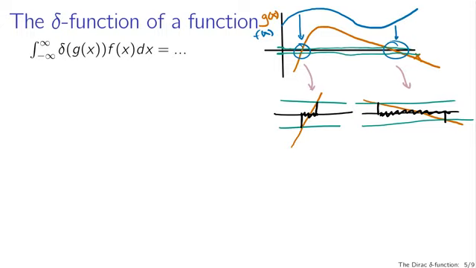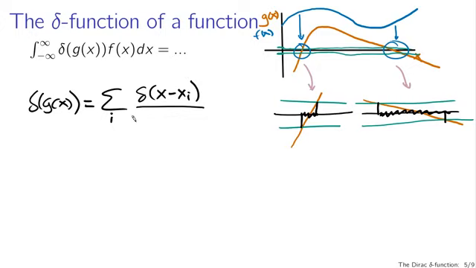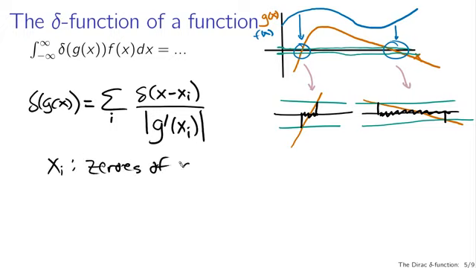All of this is just a conceptual argument for the form of this function. Delta of g of x is typically written as a sum over i of delta of x minus x sub i over the absolute magnitude of the derivative g prime evaluated at x sub i, where these x sub i are the zeros of g of x, the points where g of x crosses the axis.